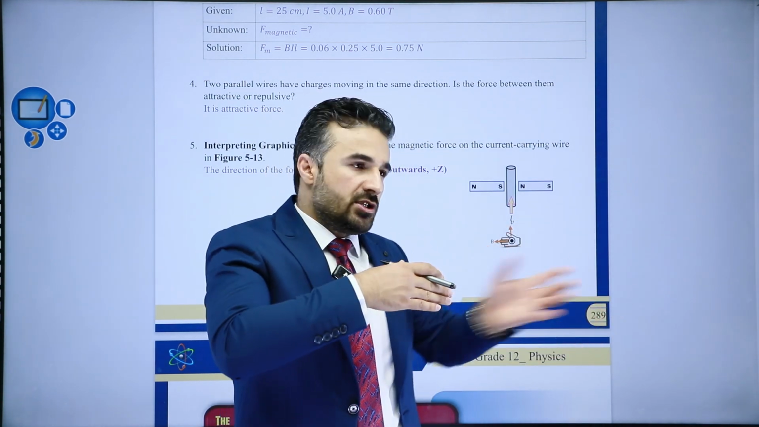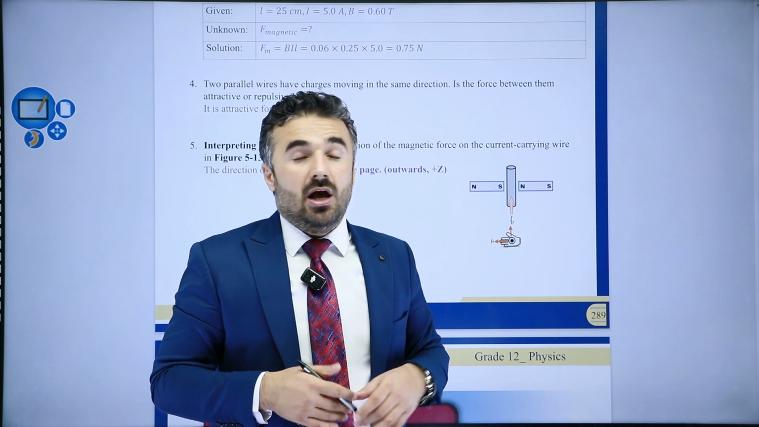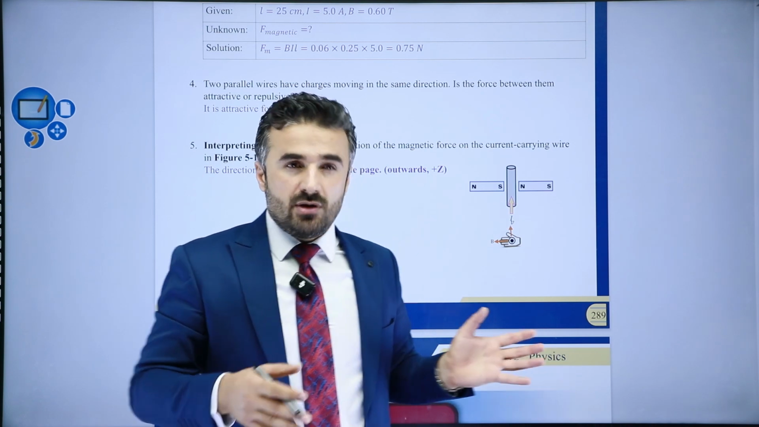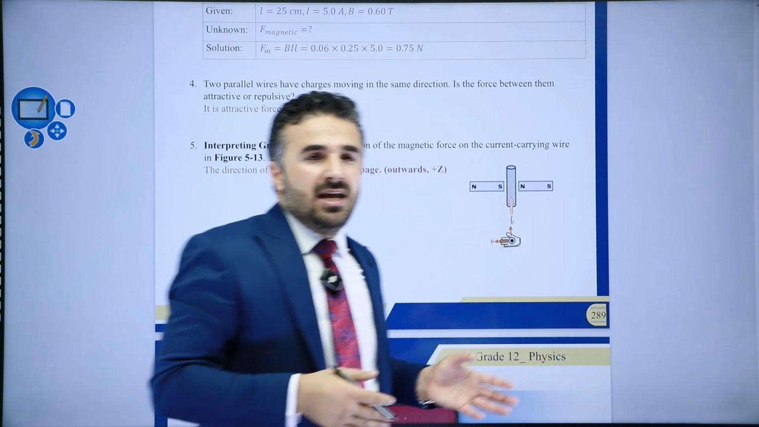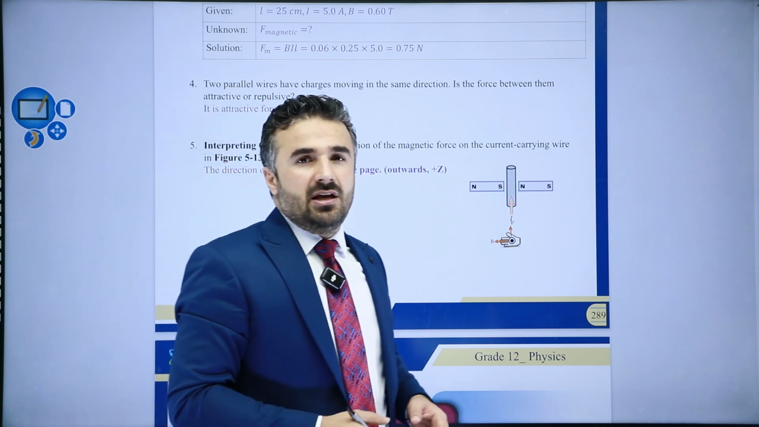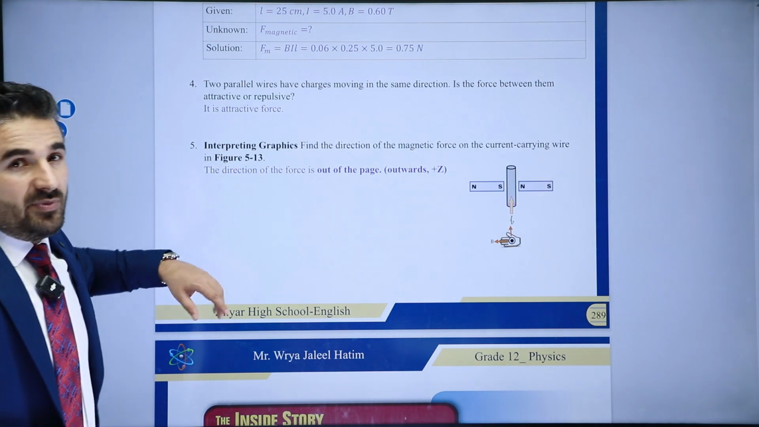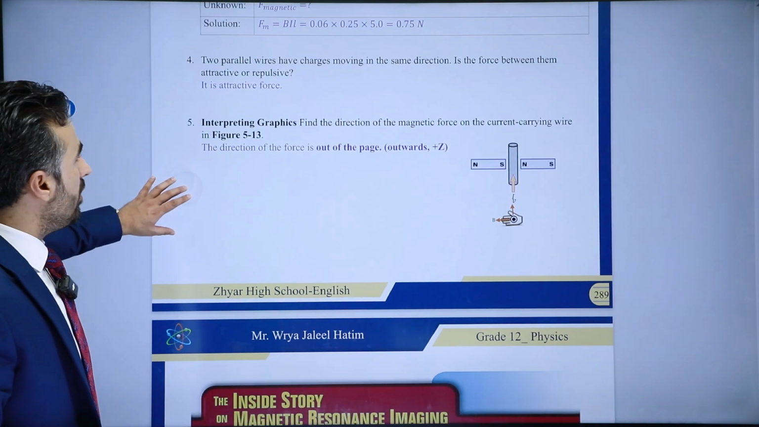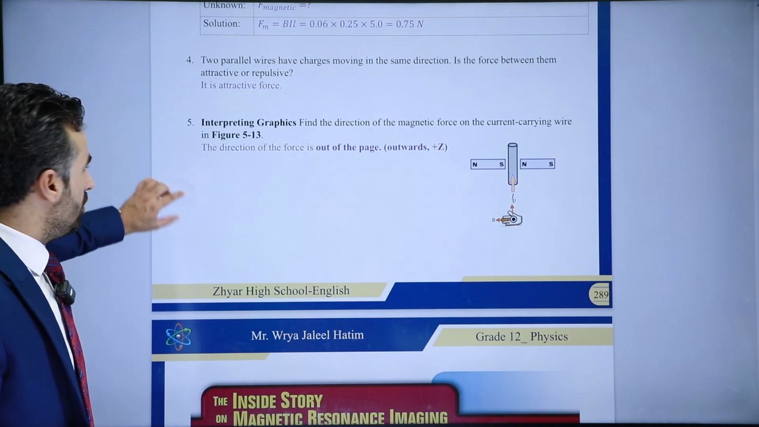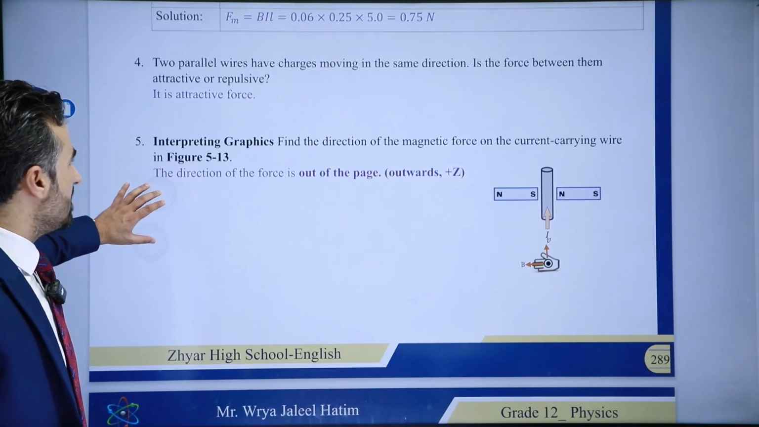We don't care whether electrons go right or left. As long as the charges move in the same direction, the current will be in the same direction in the two wires. And of course, if the current is the same, that means there will be an attractive force between the two. Another question which is worth going through is question 5 here.